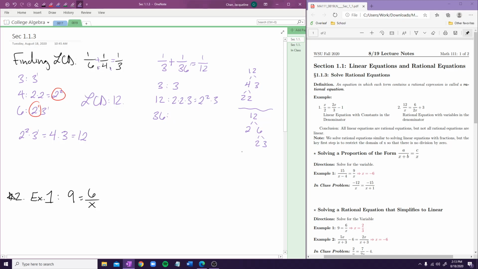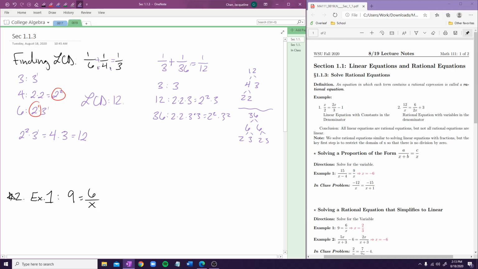For 36, I'm going to erase this. For 36, I know that can be rewritten as 6 times 6. This is 2 and 3, and this is 2 and 3. They're both prime, so that means it's 2 times 2 times 3 times 3. This is 2 squared times 3 squared.